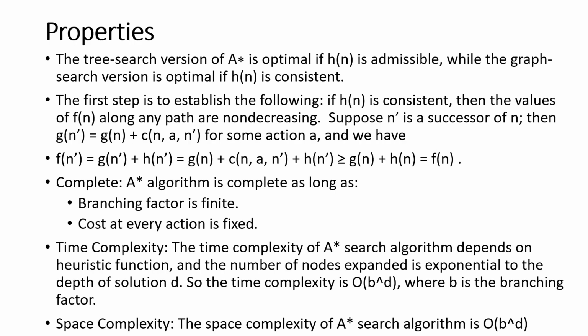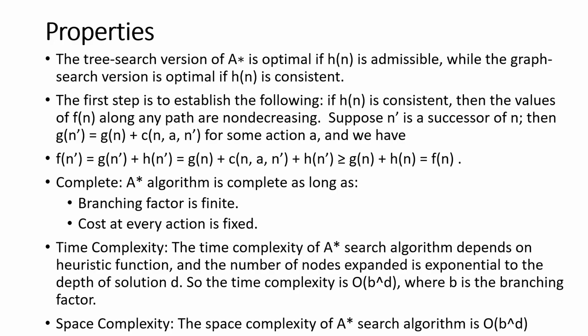There are two versions of A-star search actually, tree search and graph search. Tree search is optimal if the heuristic is admissible, and an admissible heuristic never overestimates the true minimum cost to reach the goal. The graph search version of A-star is optimal only if the heuristic is consistent. This is stronger than admissibility and is required because graph search avoids revisiting nodes.